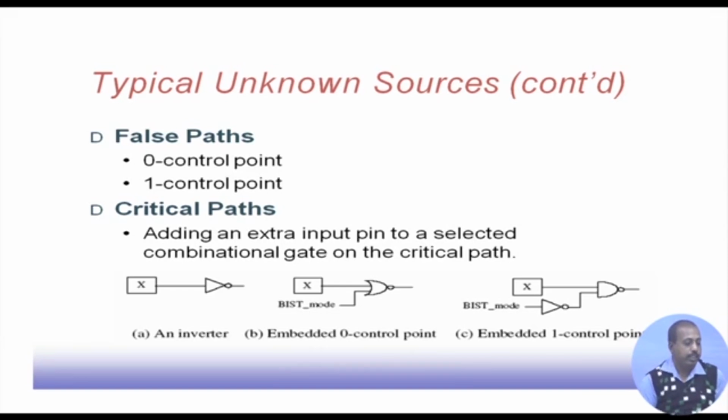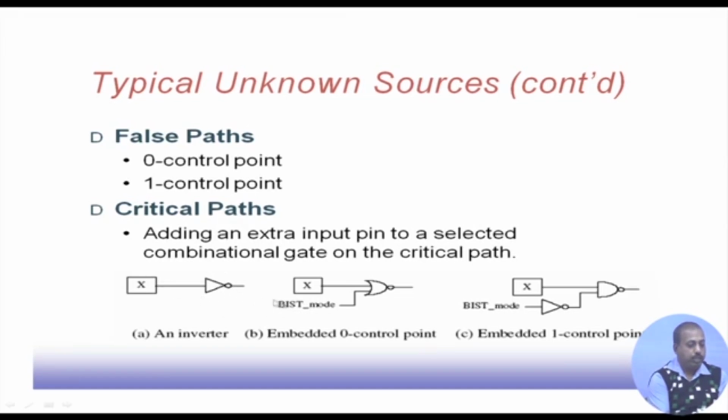Then there are critical paths. For a critical path, the problem is adding an extra input pin to a selected combinational gate on the critical path. So, this is one inverter. This inverter gets input from X, and it is on a critical path.